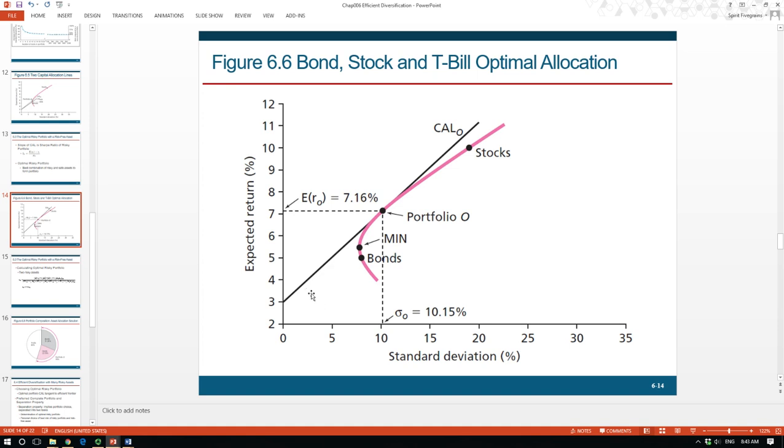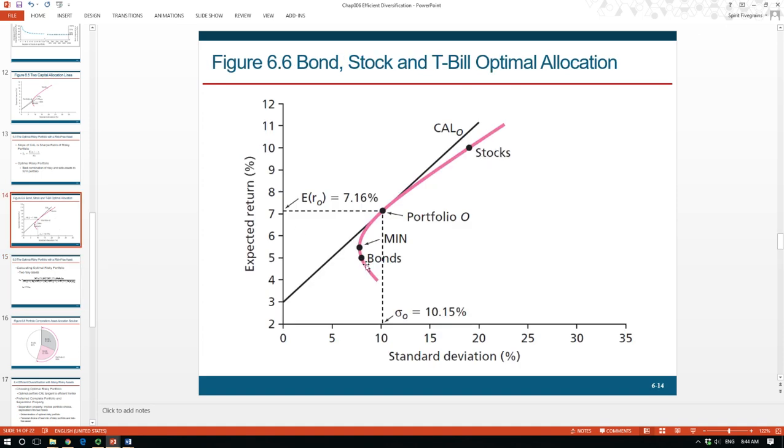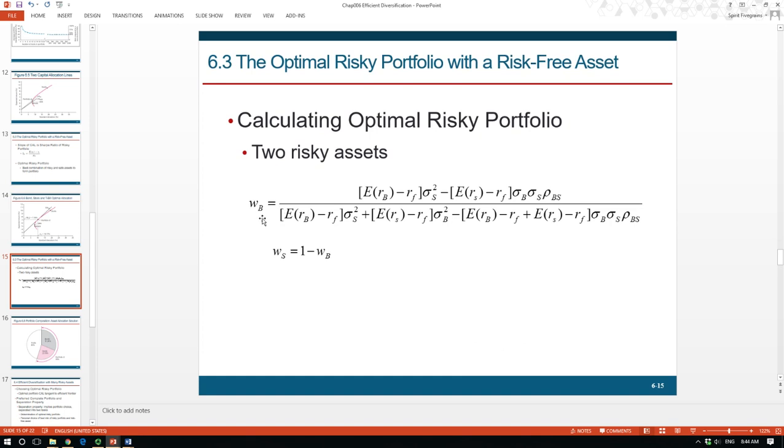Mathematically, how can we determine that weight? Here is the equation that you can utilize. W is the weight for a certain security. Here we have two securities: one is stock, the other one is a bond. Here WB means the weight on the bond, and the weight of the bond follows a very complicated equation. But don't worry. No matter how complicated this equation is, it only has 5 factors. What are the 5 factors?